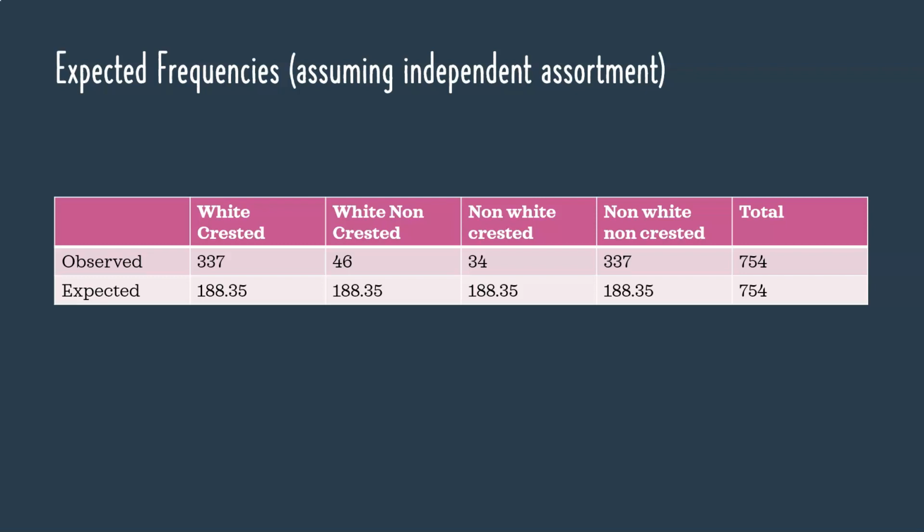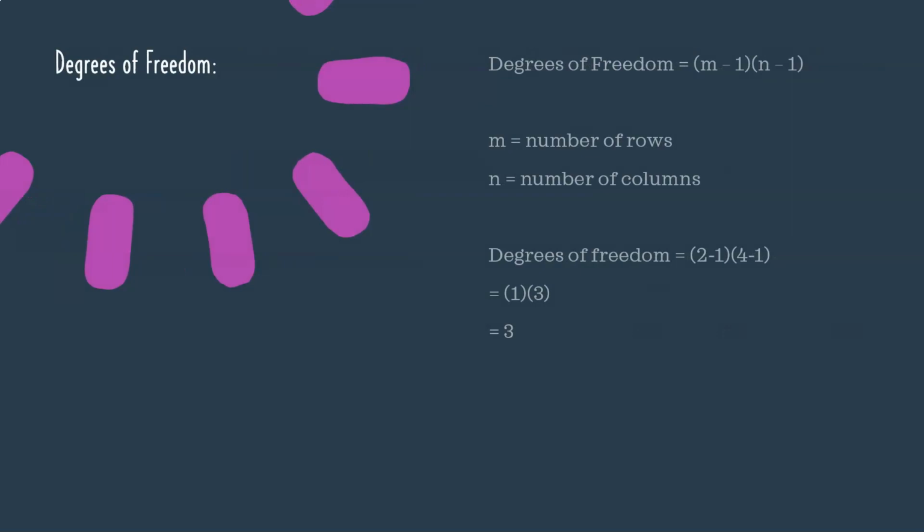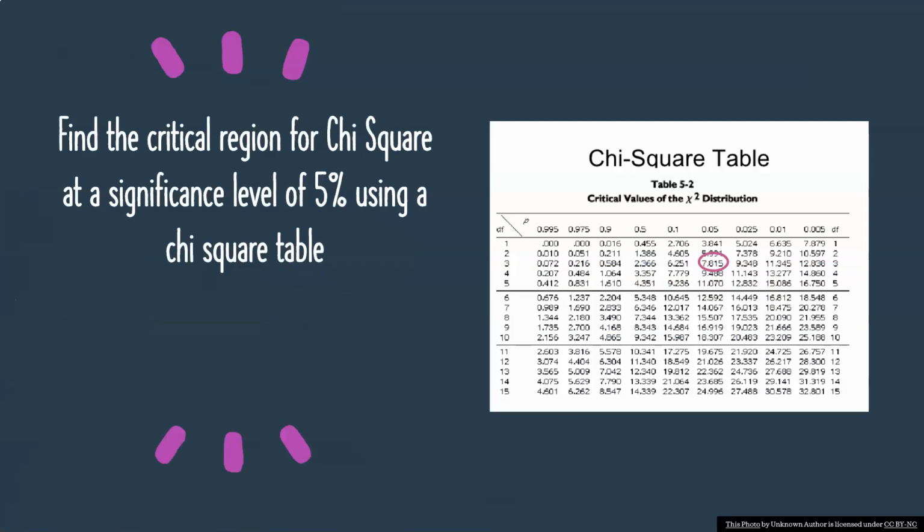So if we now have a look at our white crested, we observed 337. The expected outcome was 188.35, and so on for each one. Now we need to work out our degrees of freedom, where M is the number of rows and N is the number of columns. In this case, our degrees of freedom become 3. We now find our critical region for our 5%. We've got our degrees of freedom as 3, and we're looking at 0.05 because we're looking at 5%. So our critical region for chi-squared is 7.815.